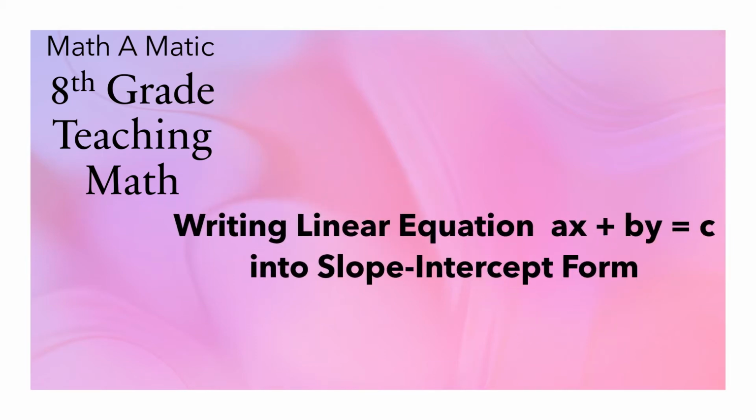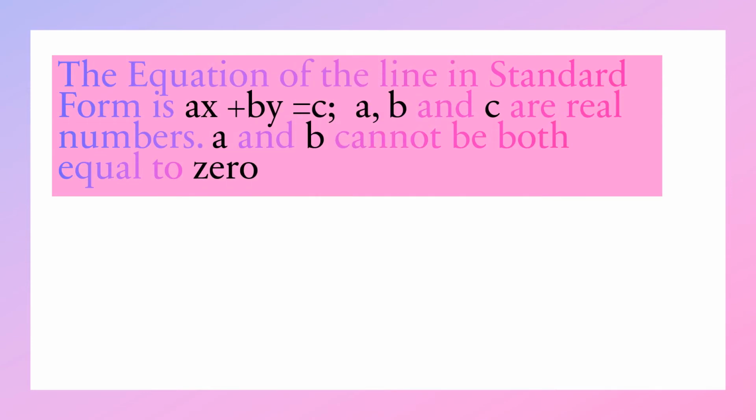Today's video is about writing a linear equation ax plus by is equal to c into slope-intercept form, the equation of the line. This ax plus by is equal to c is what we call the standard form. So I have here the equation of the line in standard form, ax plus by is equal to c, wherein a, b, and c are real numbers.